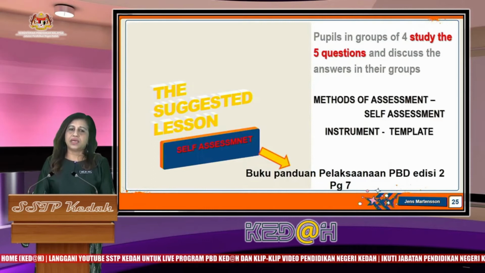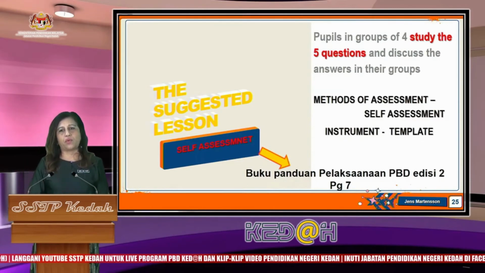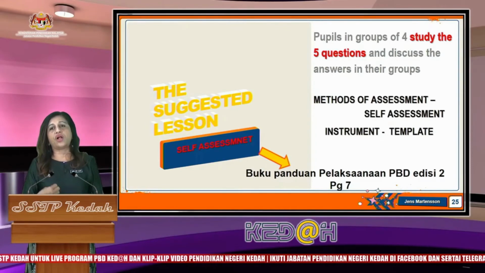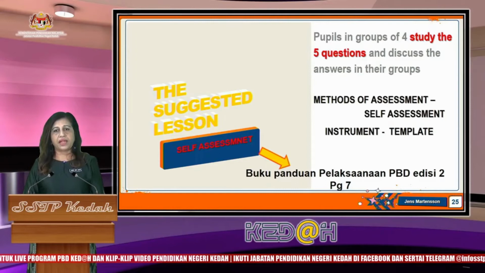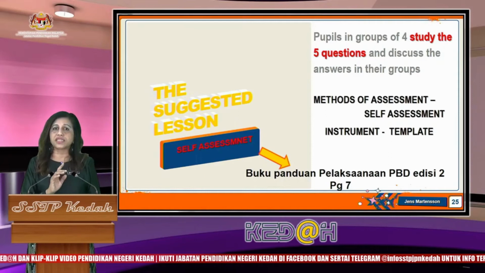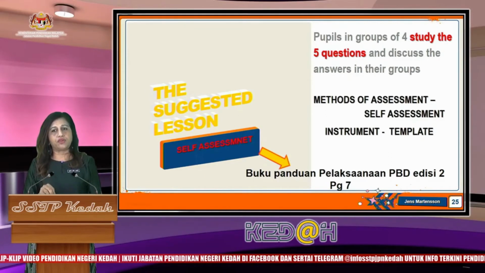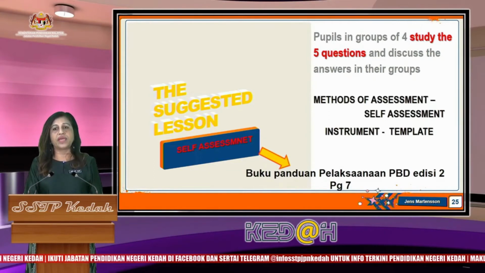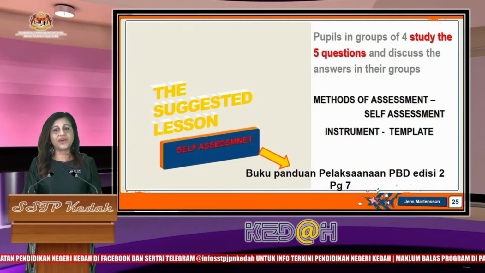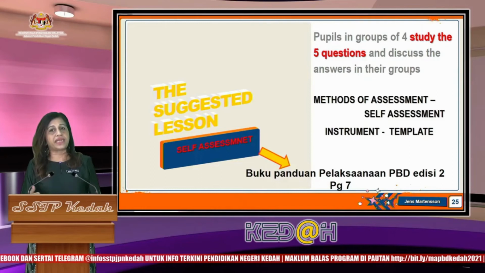Now, let's look. In my suggested lesson, I have also carried out a method of assessment called self-assessment. Pupils are in groups of 4. Remember, the earlier instruction talks about groups of 4. They will be seated in groups of 4 and they will study the 5 questions given in the textbook and discuss the answers in their groups. So here comes the method of assessment, self-assessment, and the instrument template will be shared in the next slide.